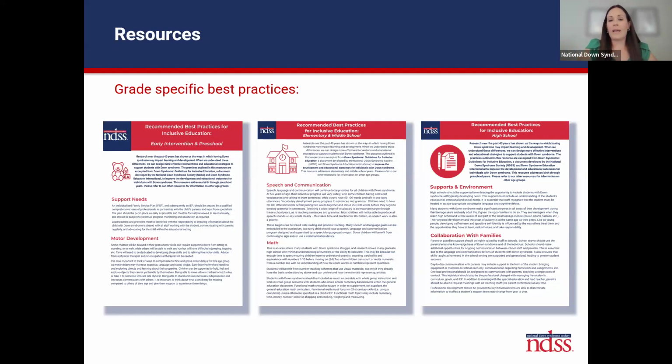And then we have one for high school. So really it pulls out those specific things and gives you best practices that relate to how you could work with a student in high school versus a student in preschool, and it's all in one concise, small spot for them.